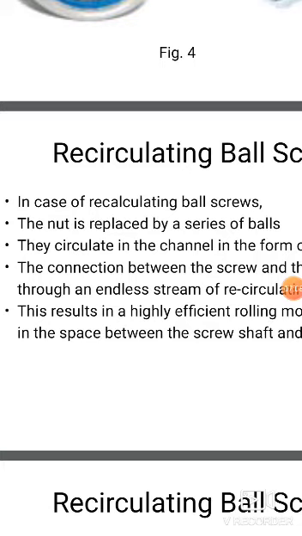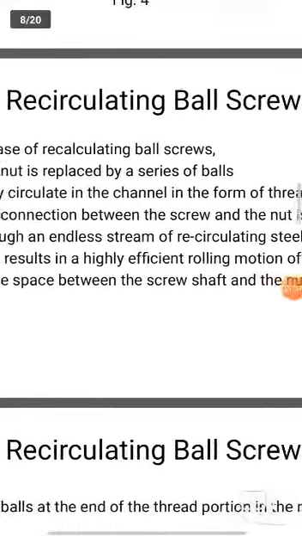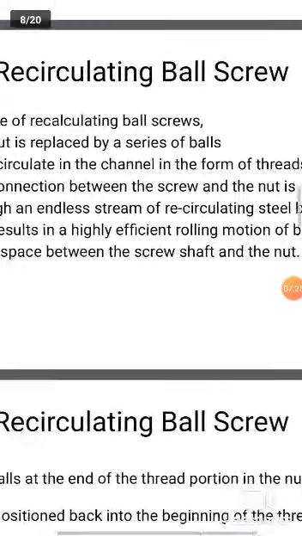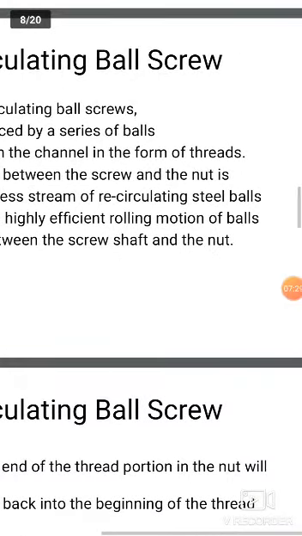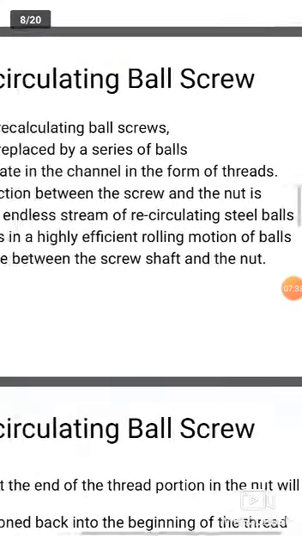In the case of a recirculating ball screw, the connection between the screw and the nut is thought to be endless. But from the starting to the end portion, the screw will be tightened according to the threads. It will rotate with the stream of recirculating steel balls. This results in highly efficient rolling. So as it rotates, the frequency of rotation of the ball bearings is very high in the space between the screw shaft and the nut.